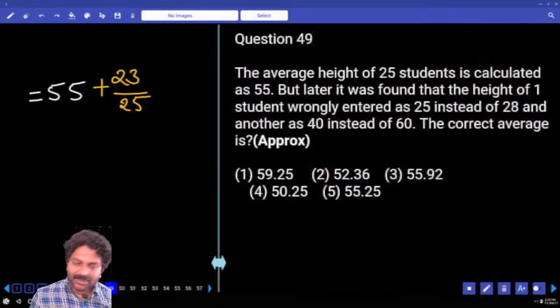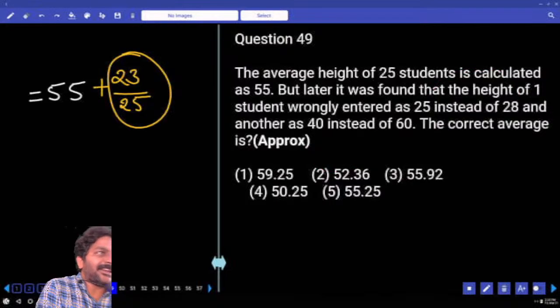Yes? Right. Now, can I approximately treat this number as 1? Approximately 1, but very close to 1. The answer must be very close to 56, a little bit less than 56. Agreed or not? Go to the options. How many options are there?